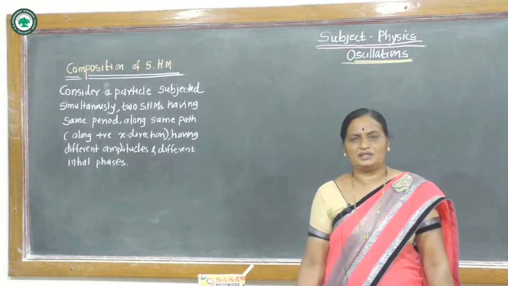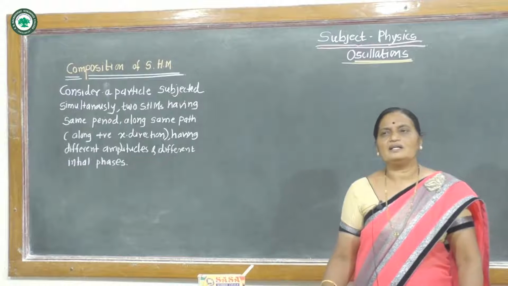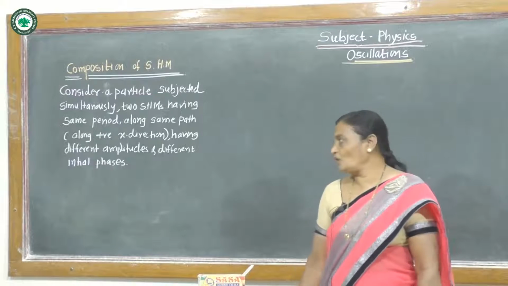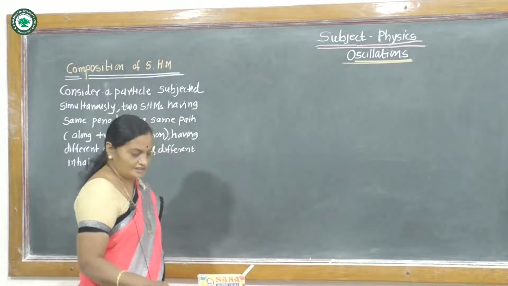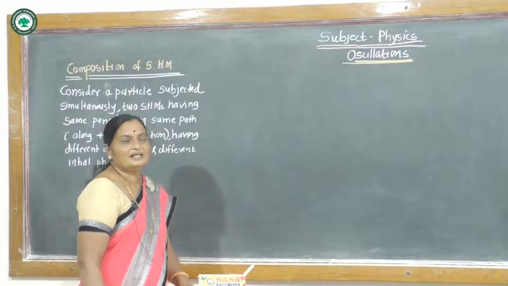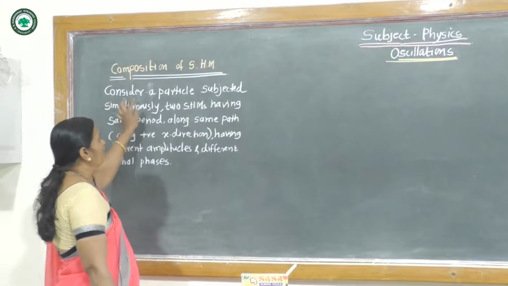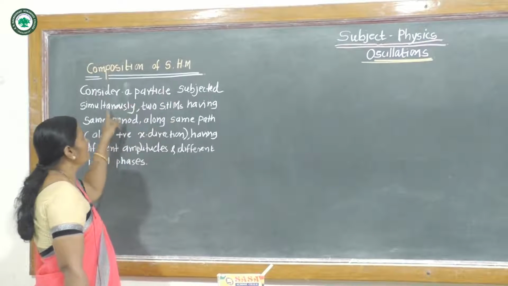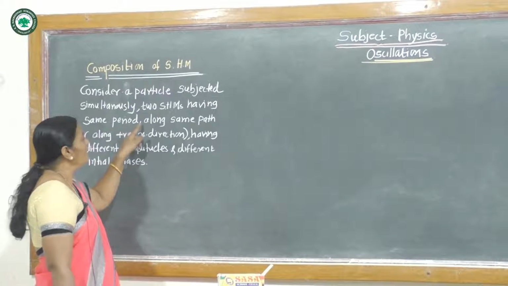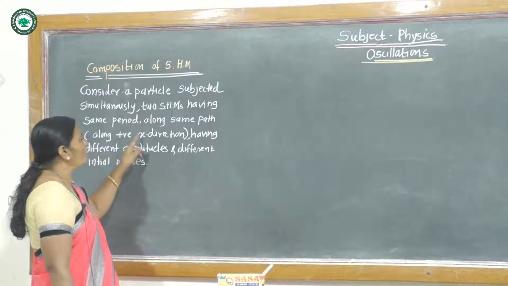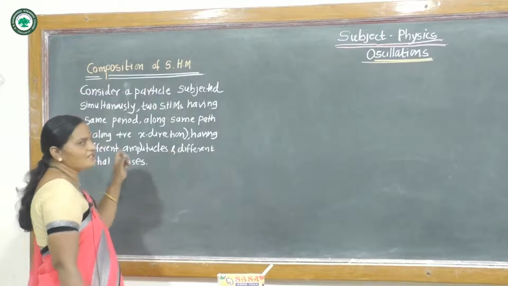Then what is the composition? Composition means the combination of the displacements of SHMs. Here we consider two SHMs. Consider a particle performing SHM, that is, a particle subjected simultaneously to two SHMs having the same period along the same path, that is along the positive direction, and having different amplitudes and different initial phases.